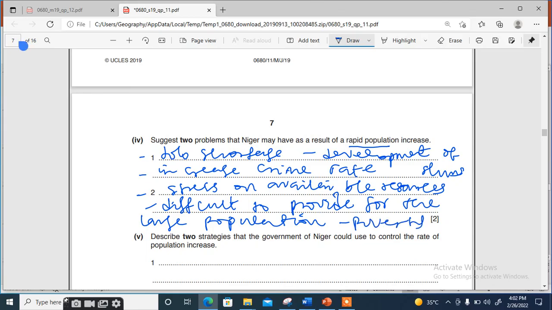So these are a few, and if there is development of slums, high population, this can also lead to need for more housing. So if you need more housing, you have to clear the forest, so it can lead to deforestation.